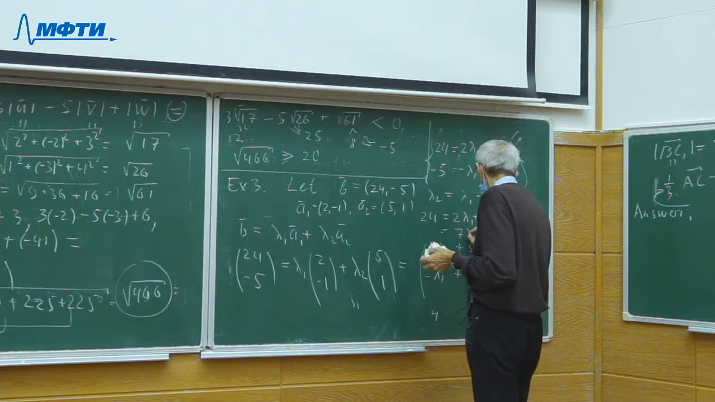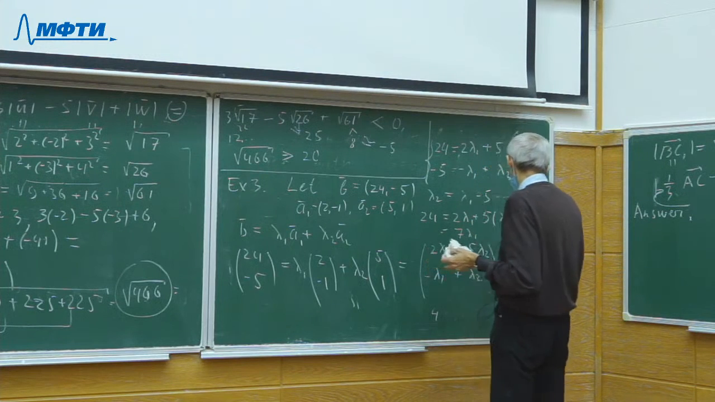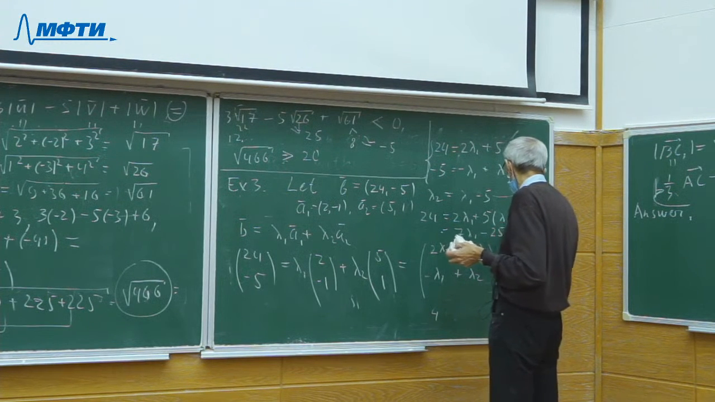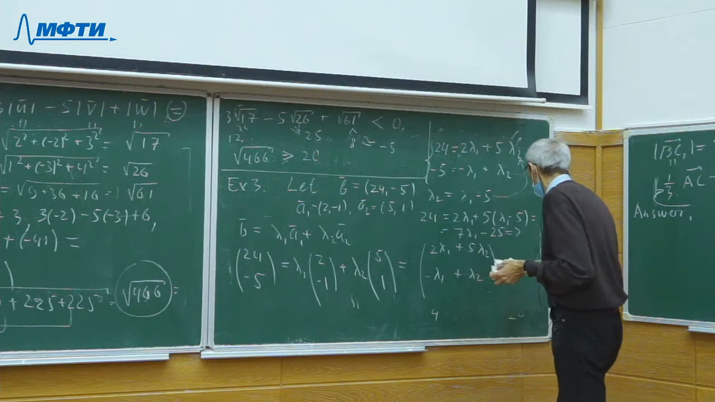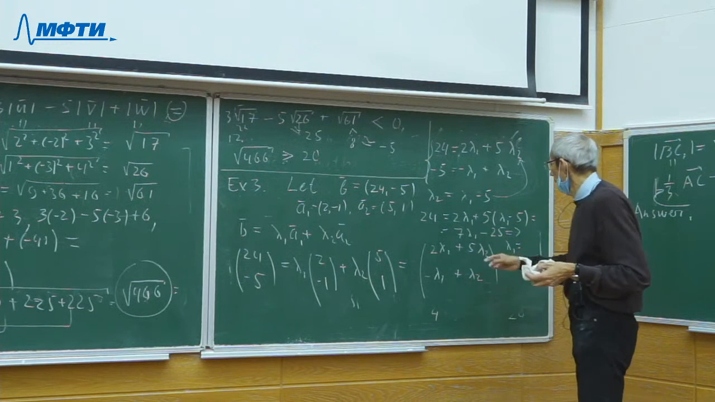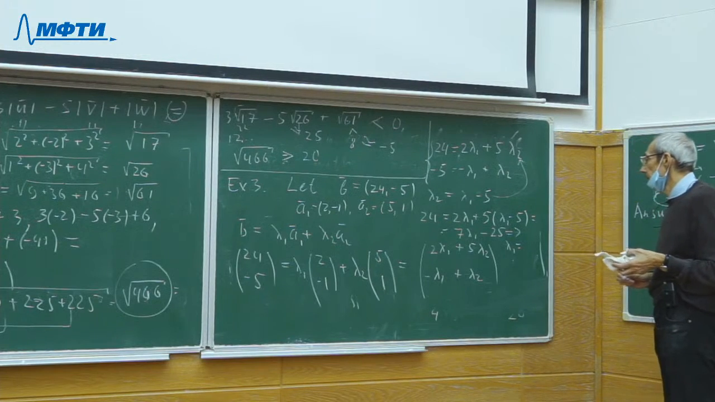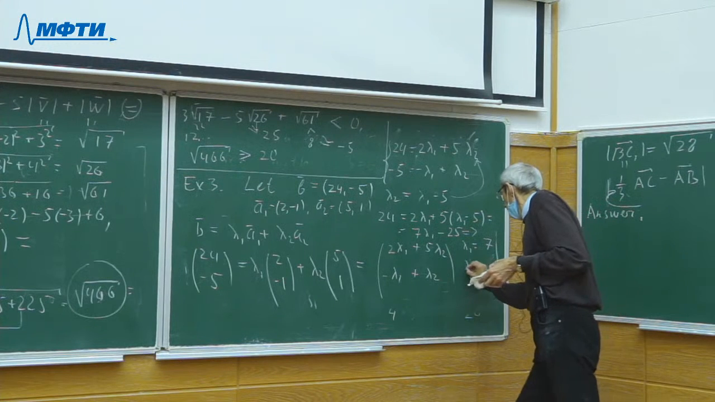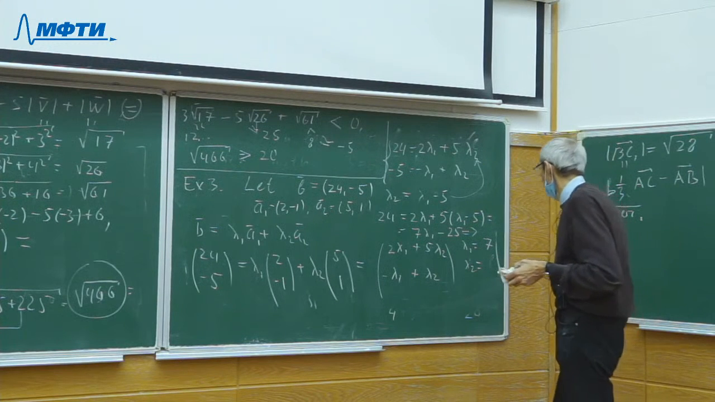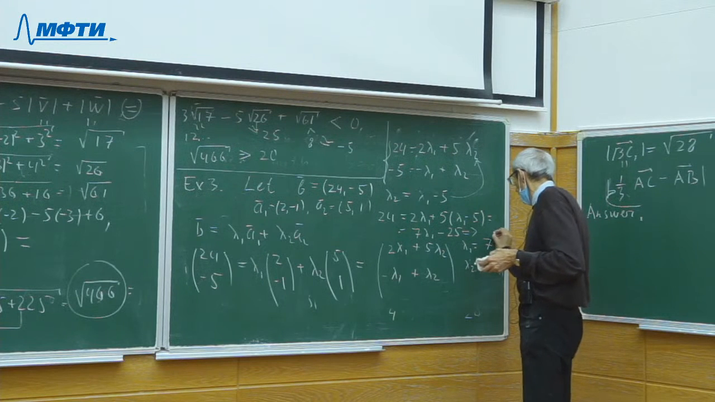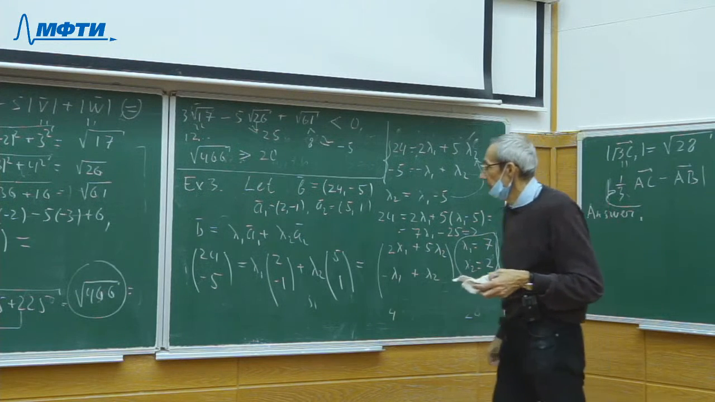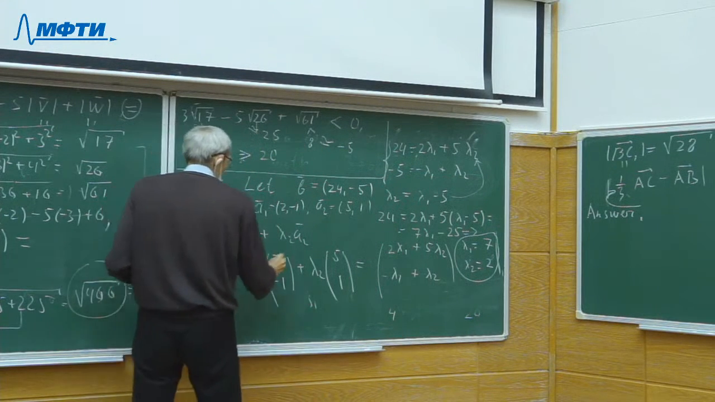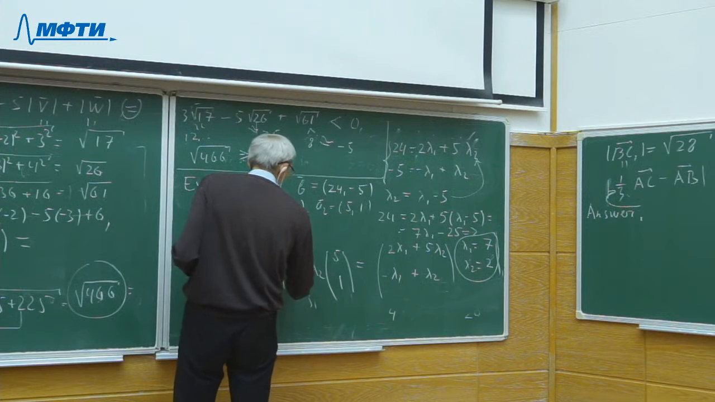7 lambda 1 minus 25, so 7 lambda 1 is equal to 49, and lambda 1 is equal to 7, and lambda 2 is equal to 7 minus 5 is equal to 2, and we obtain the answer: lambda 1 is equal to 7, lambda 2 is equal to 2.